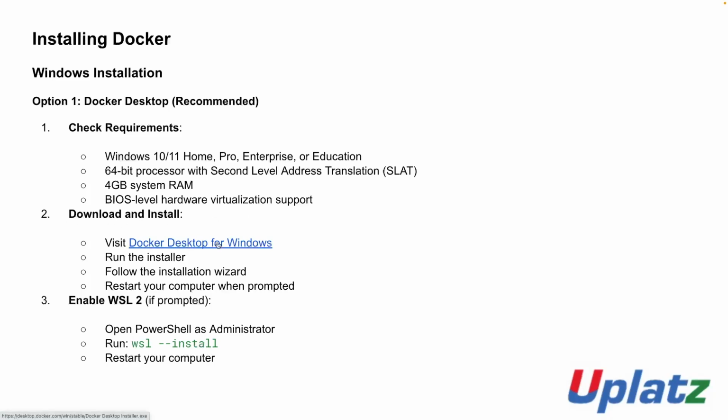Visit Docker Desktop for Windows. Run the installer. Follow the installation wizard. Restart your computer when prompted. Number three, enable WSL2 if prompted, otherwise it's not required. Open PowerShell as administrator. Run wsl --install, then restart your computer.